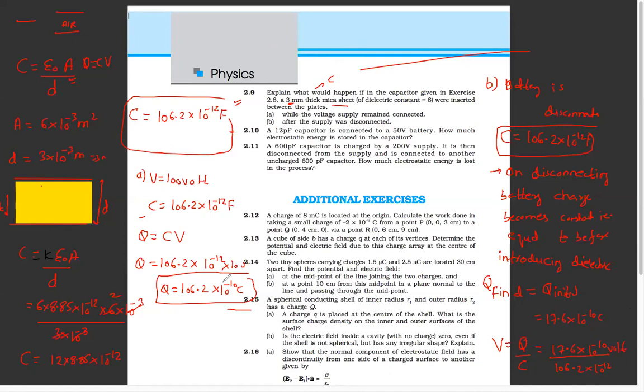So always remember, if your battery is connected, that means your voltage will remain constant. And if you disconnect the battery, then charge becomes constant. Charge becomes constant means the value of charge will remain the same before and after the introduction of the dielectric. Just note it down and let me know if you have any doubt in it.